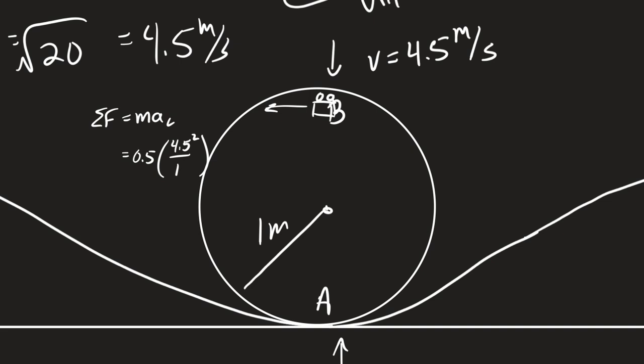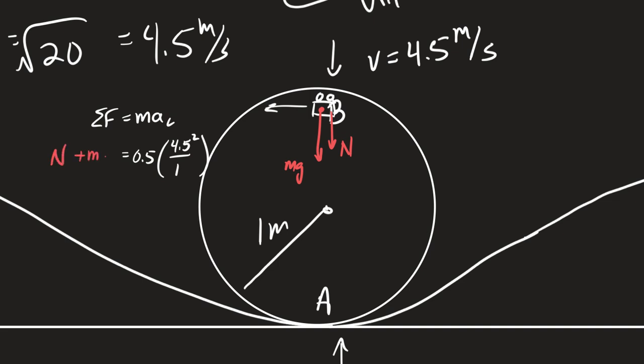Right? mv squared over r. I wrote m 0.5, v 4.5 squared divided by r, the radius of curvature of the circle. But I also know that there's weight downwards and possibly a normal force downwards. We're only successfully able to make it through the turn if there's enough downward force to balance what's necessary for the centripetal acceleration.